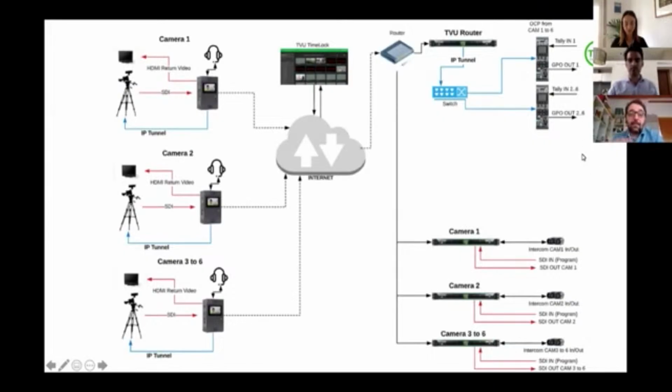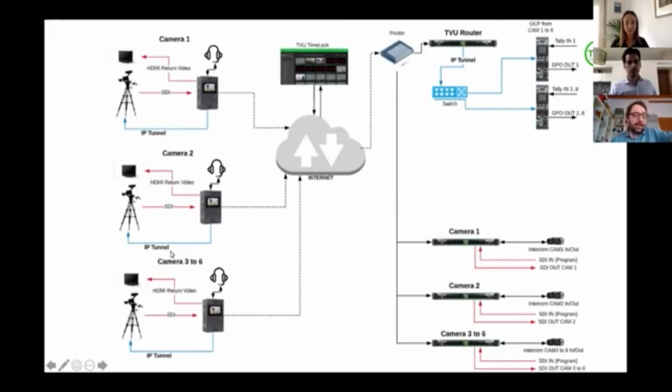Yeah, that diagram is the global explanation of what I said. You would have up to 6 cameras on the field. Each camera has its SDI output to the transmitter. It has the return video to one monitor. It would have the bidirectional intercom and the IP tunnel. The HDMI, SDI, and the intercom go directly from one transmitter to one receiver. And the IP tunnel would go to the camera control.